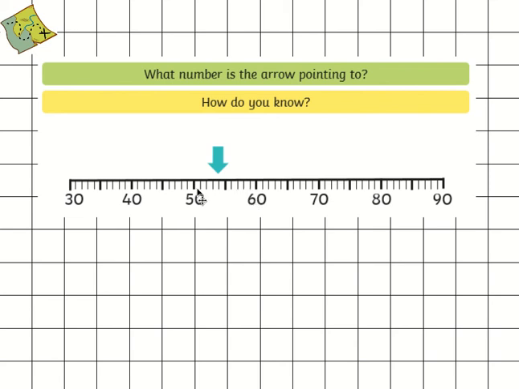I have to do that to make sure that there are 10 lines in between, because if not, I might have to think about it. So I think my number here is showing me 1, 2, 3, 4, and it's 54. Some of you might know that because you can see it straight through the middle.